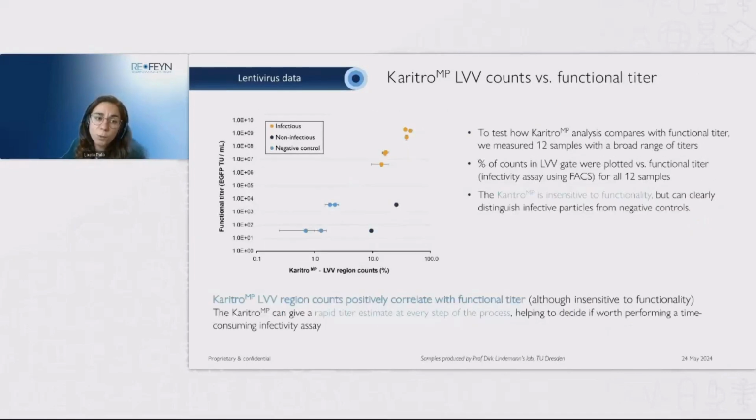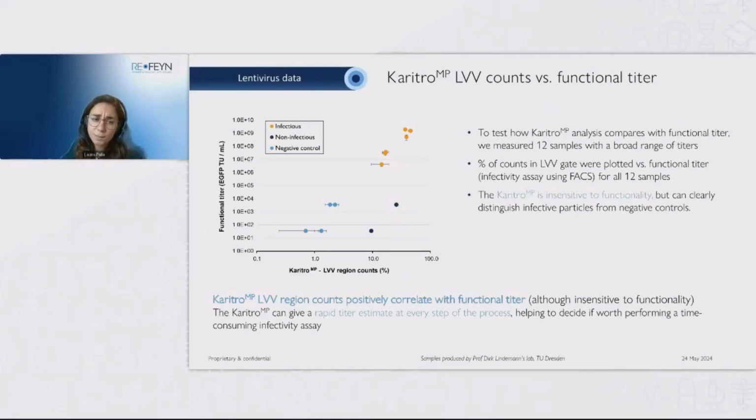So the next question was, what about functional titer? Do the Karitro data correlate? We've done pretty much the same experiment, but what we are comparing here is the Karitro counts versus the functional titer assessed by flow cytometry. And what you can tell is that there is, again, a positive correlation here, but due to the fact that the Karitro is insensitive to functionality, the non-infectious particles fall out of the trend.